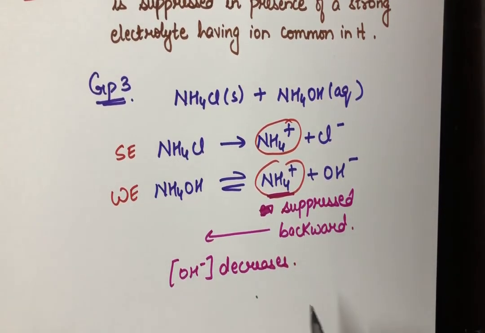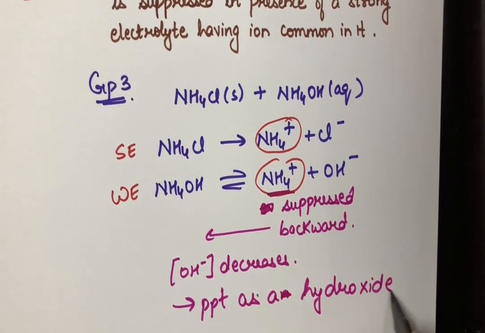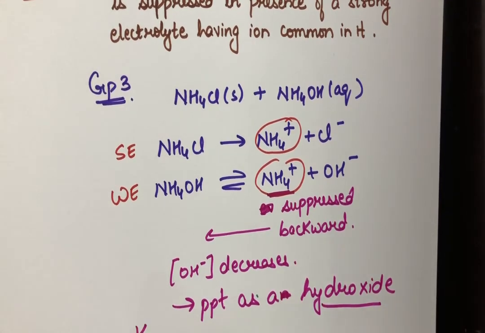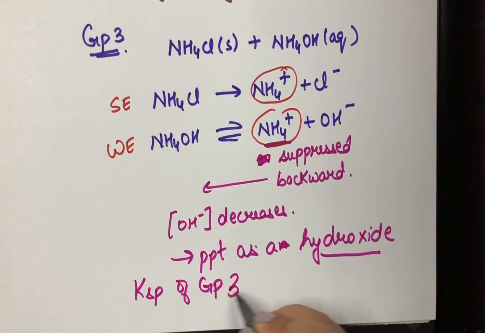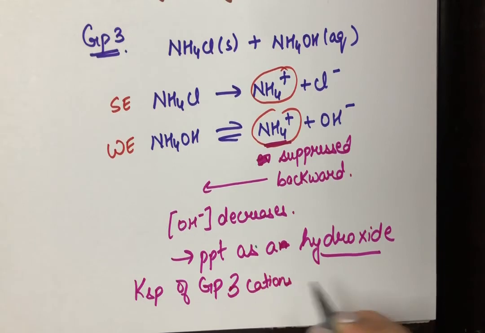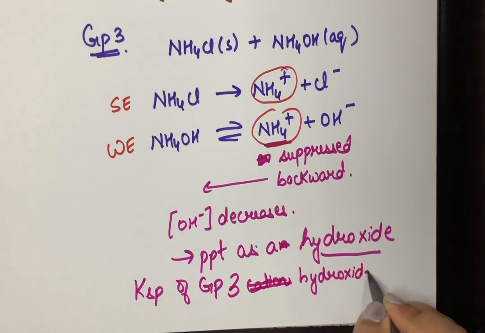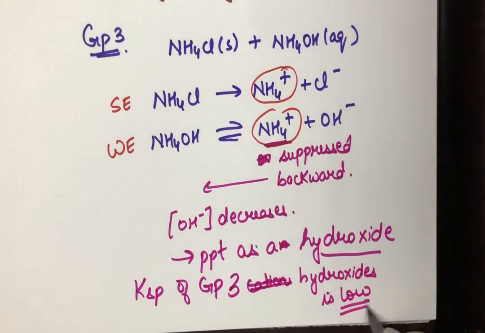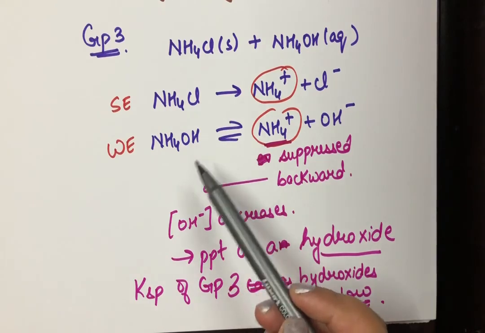So now what will happen? Now your cation will precipitate as a hydroxide. And why did we do it? Because the KSP of group 3 cations, or I can say the KSP of group 3 hydroxides, is low. So it is easy to precipitate in the form of hydroxide. So the purpose of adding the strong electrolyte is that it does not let the weak electrolyte move forward.